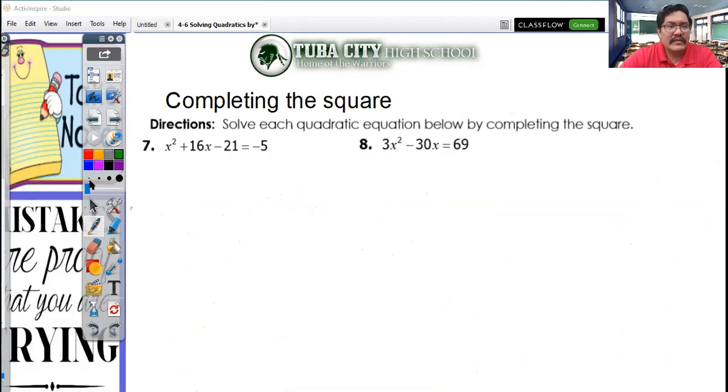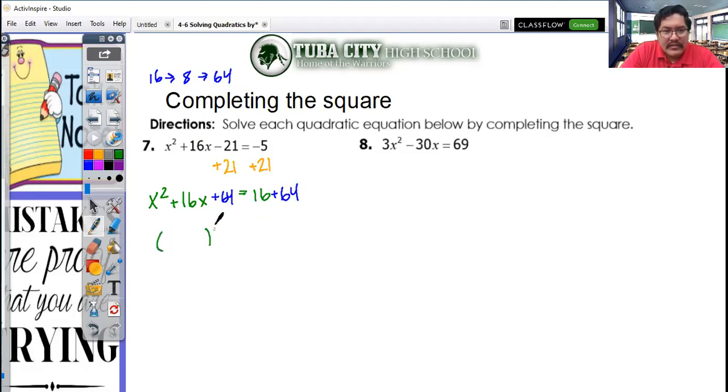Same thing with this one here, number 7. Let's go ahead and get rid of the 21 here. So add 21 to both sides. X squared plus 16x, and I don't have an a value, so I'm going to go ahead and just write this over here. So that'd be 21 minus 5. 21 minus 5 would be 16. Now we have to take our b value, so take it, half it, square it. So this means I'm going to have to add 64 here and add 64 here.